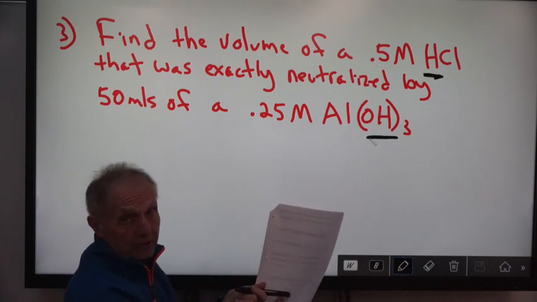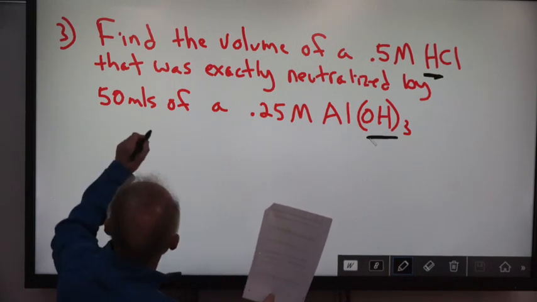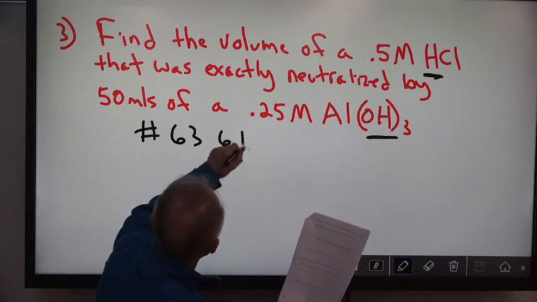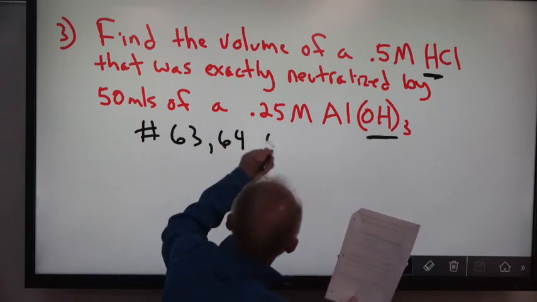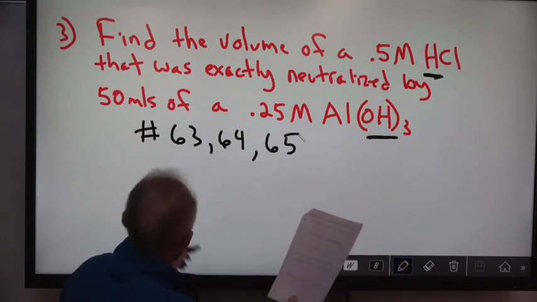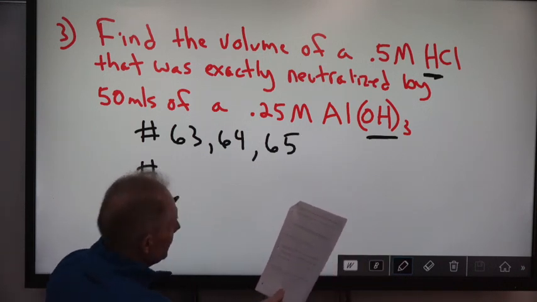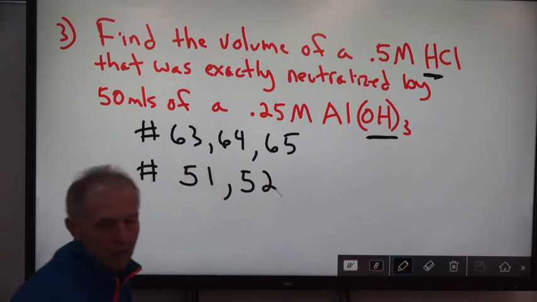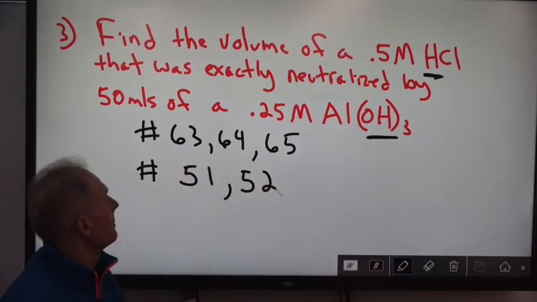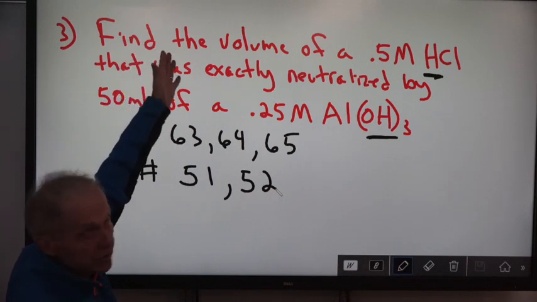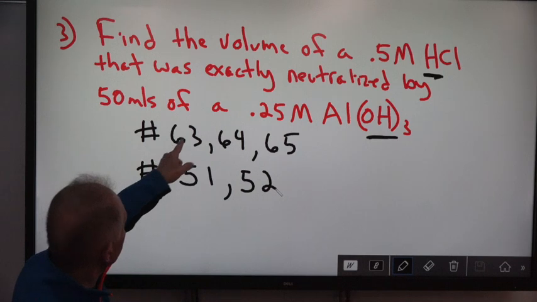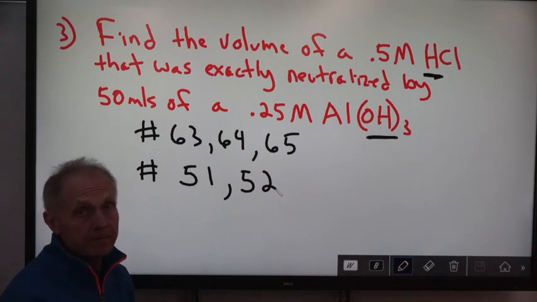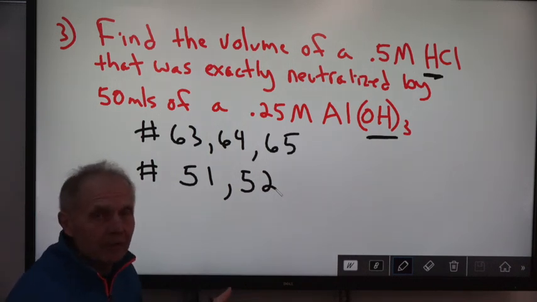You can either take a picture of this page, or you can put down number 63 I want an answer for, 64, 65, and then underneath it, number 51 and 52. So, what you're going to email me, the three questions from the board, and you're going to do 63, 64, 65, 51, and 52 in your packet. All right? Good luck. I mean, it's the same formula for everyone. Okay.